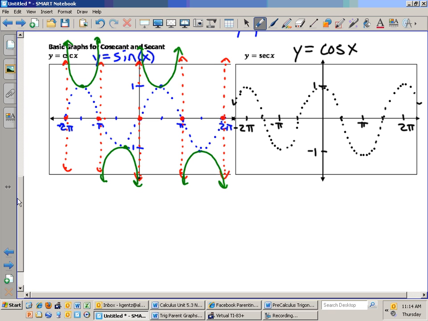So all right, I graphed cosine. What do I look for next? Asymptotes, where it crosses over 0. I can see those right here very quickly. Boom.